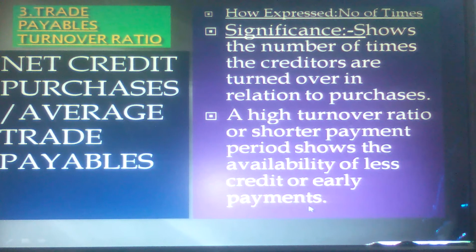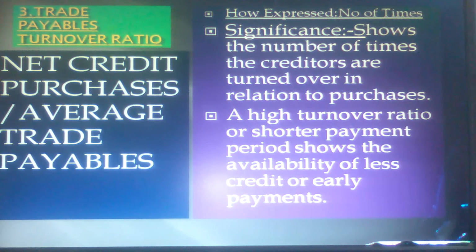For example, they are giving more credit or less credit. With less credit also, you are in a position to pay our creditors. That's the idea here. A high turnover ratio or shorter payment period shows the availability of less credit or early payment. So you want to pay quickly. That's what every creditor will expect. That is the calculation part here.